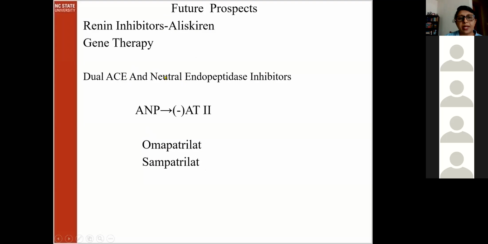In the feedback mechanism, I had told that angiotensin 2 causes the release of atrial natriuretic peptide, which inhibits the release of angiotensin 2. Neutral endopeptidases are enzymes which cause the degradation of atrial natriuretic peptide. So if there is a drug that will inhibit these neutral endopeptidases, then the degradation of atrial natriuretic peptide will not happen. So there is a combination of dual AC and neutral endopeptidase inhibition.